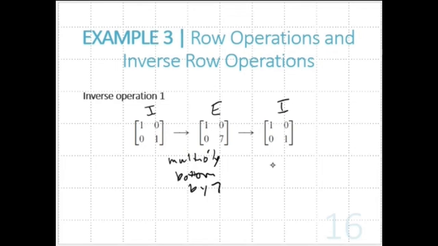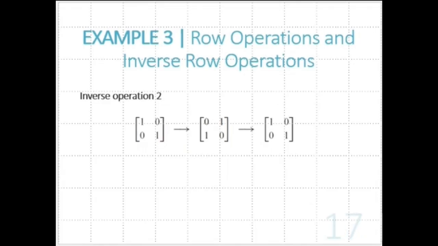Yes. So here you have the inverse by multiplying by 1 over 7 instead. So you see how that works? You're going from I to E and then back to I with one operation for each of those steps. Okay, so let's look at this one. What did we do for this one? Interchange. Yep, you interchange those two rows. You just swap them back again to get your I again.